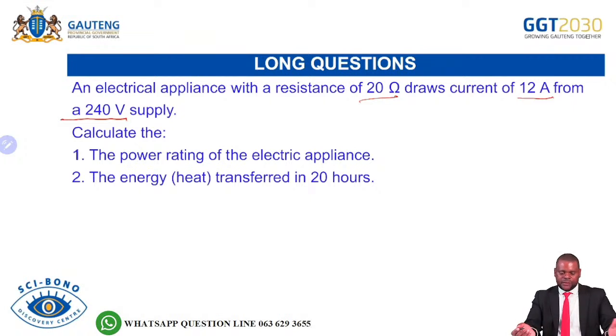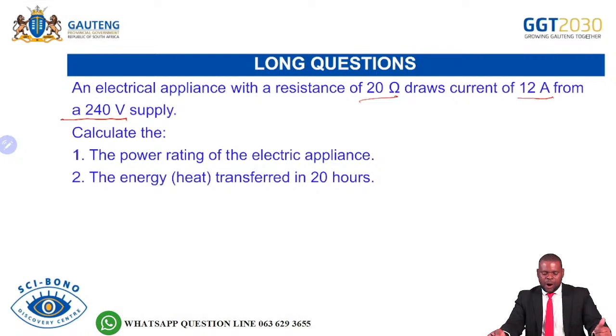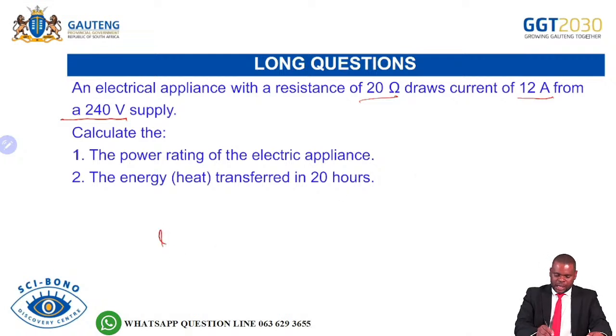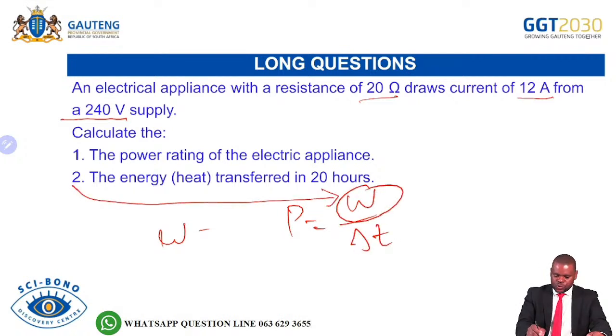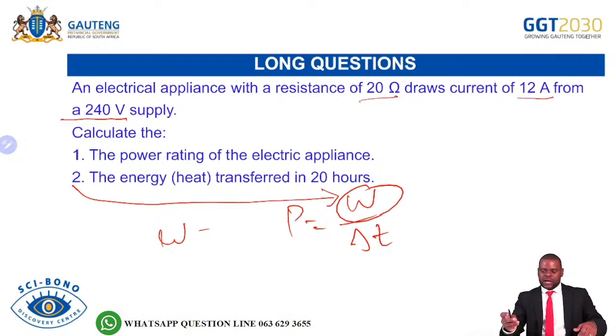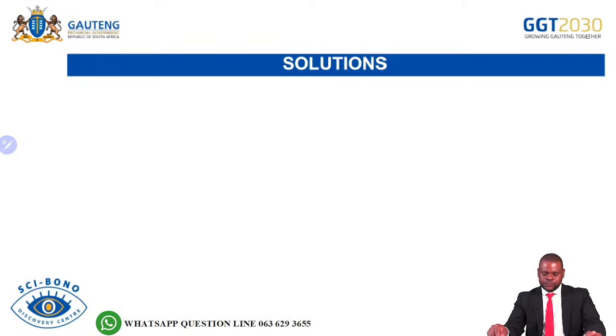Are we together? Then they ask you to calculate the power rating of the electric appliance and the energy transferred. Remember the energy is that W. They ask you to calculate that W that is measured in joules, like from this formula, P equals W over change in T. For this one here, they want you to calculate this W. Are we together, grade 12? Yes. Okay, let's continue.